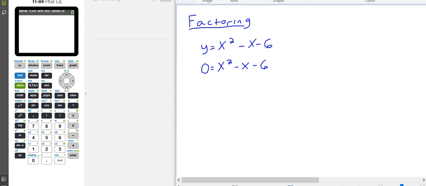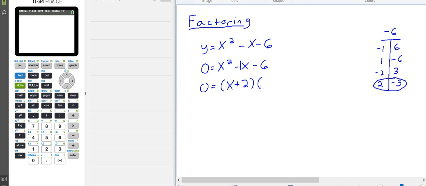To do that, we need to find factors of negative 6 that add up to negative 1. Factors of negative 6 are negative 1 and positive 6, 1 and negative 6, negative 2 and positive 3, or positive 2 and negative 3. The factors that add up to negative 1 are positive 2 and negative 3. So our factors are x plus 2 and x minus 3.